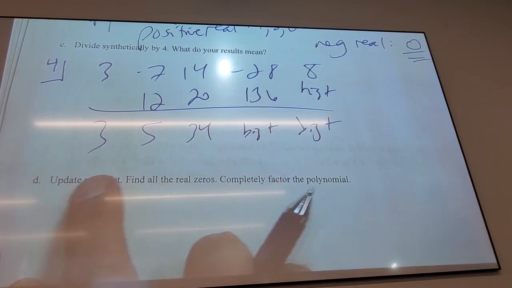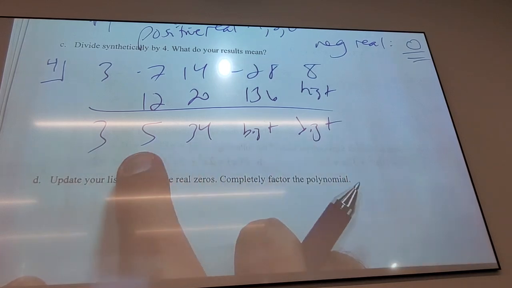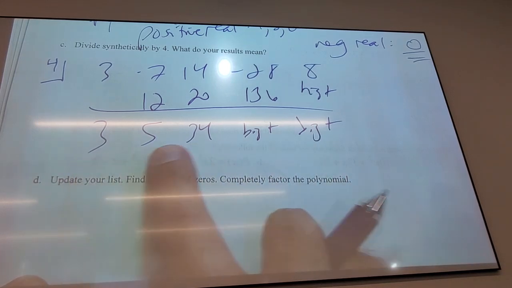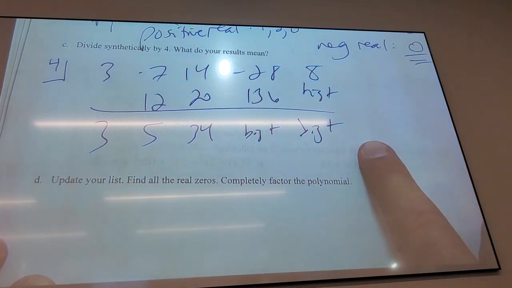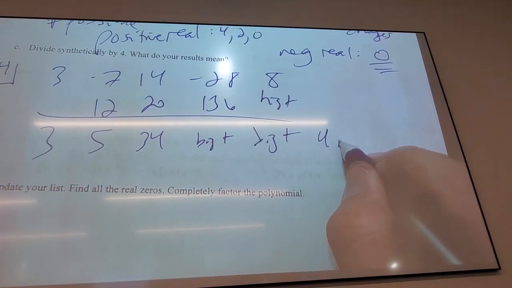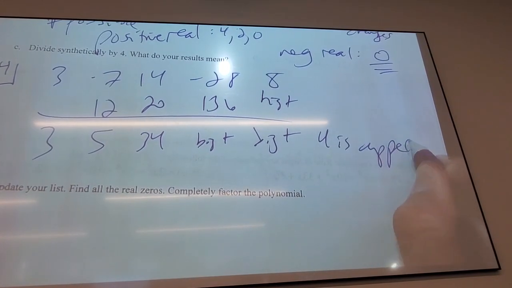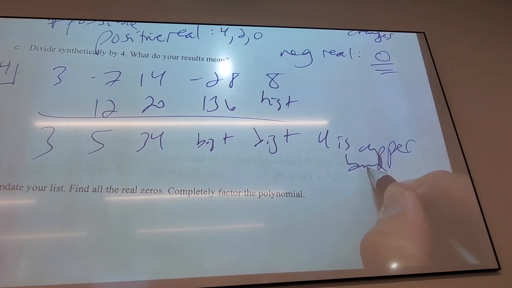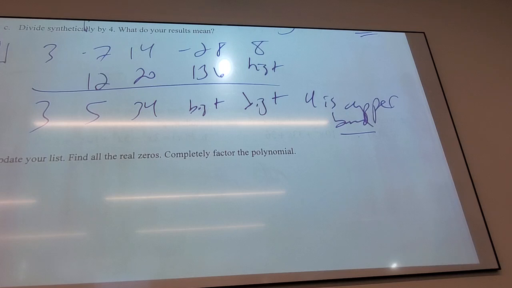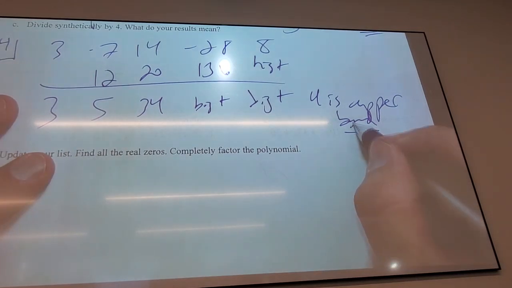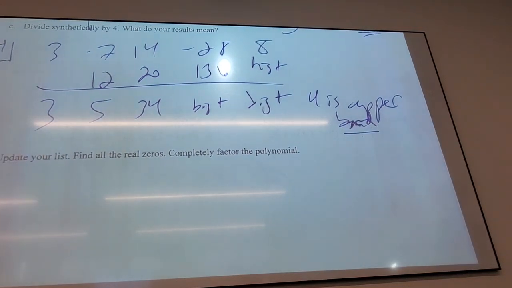So now I start keeping track of the signs. Why? To see if it's an upper bound. Yeah, so now I divide by a positive number. I see no sign changes. Therefore, 4 is an upper bound. Upper bound. Yep. Okay.